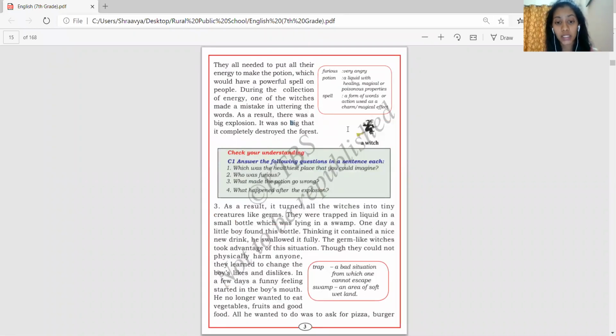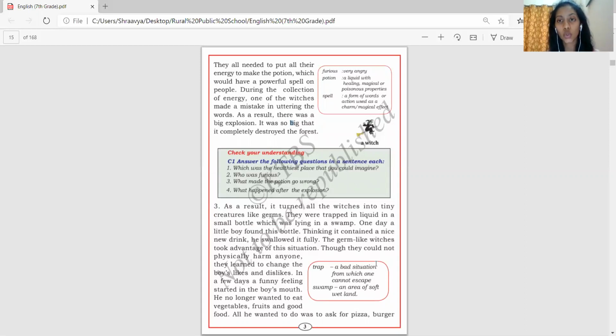They were trapped in liquid in a small bottle which was lying in a swamp. Okay, so trap. What does trap mean? A bad situation from which one cannot escape. So because they turned into small creatures like ants, they got trapped in the liquid. They were stuck in it. In a small bottle, which was lying in a swamp.